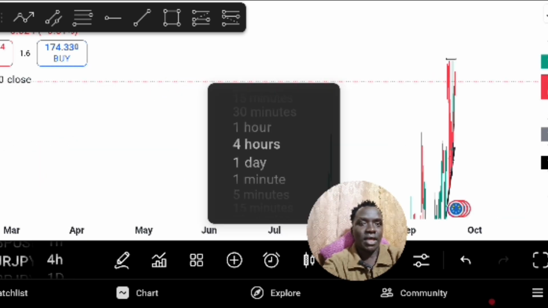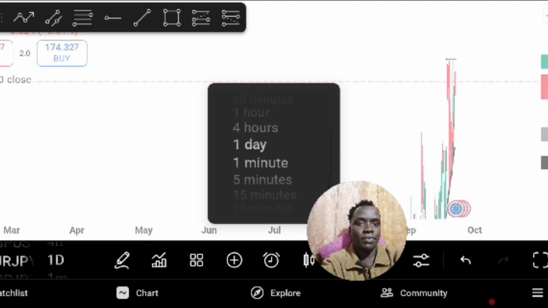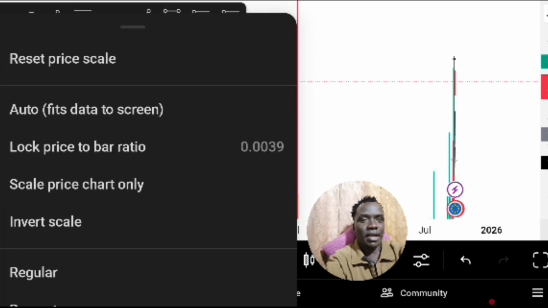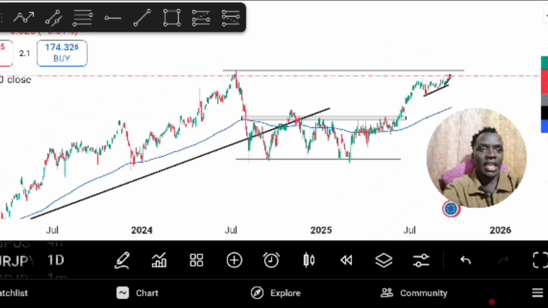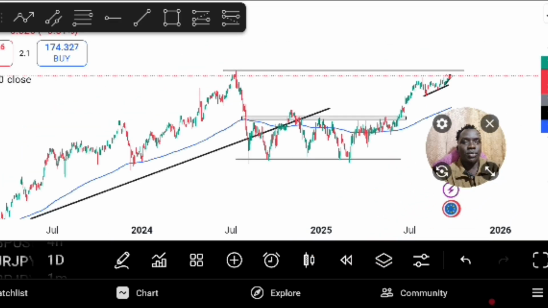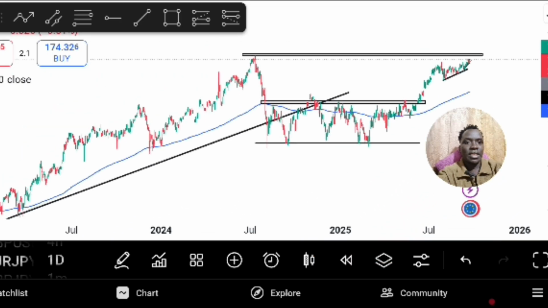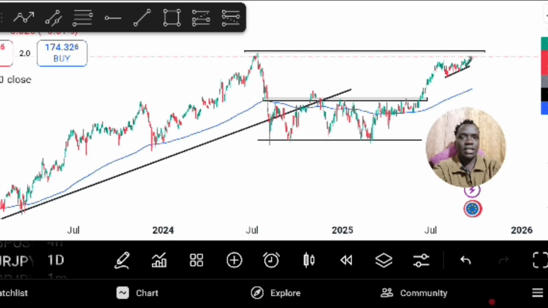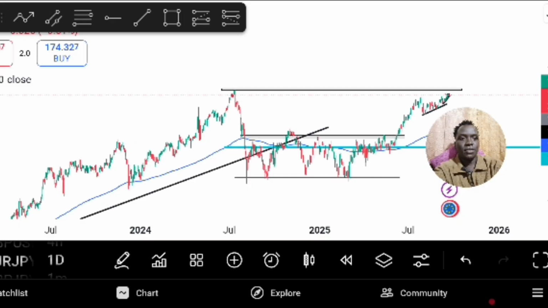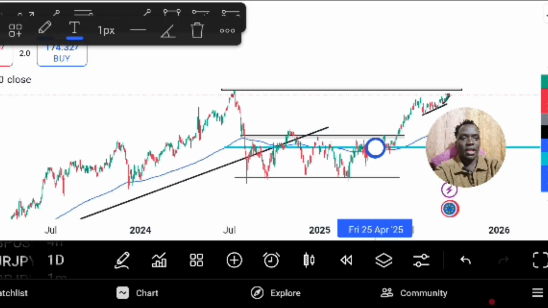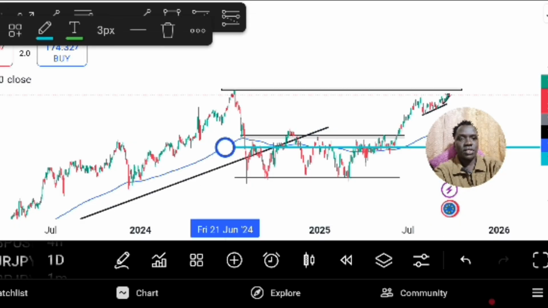Let us start with 1 day. The maximum time frame that I have here is the 1 day time frame. On the 1 day time frame, you can see that this side, let me get my pointer and use it here.